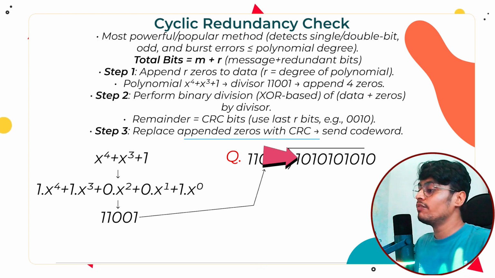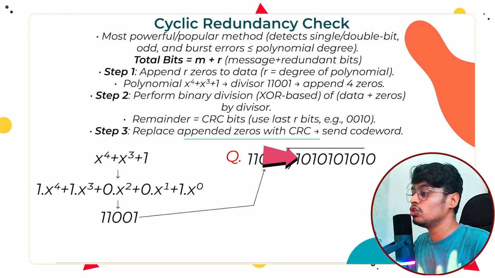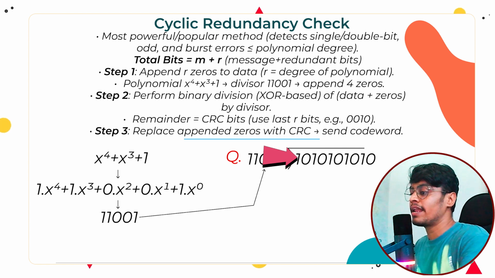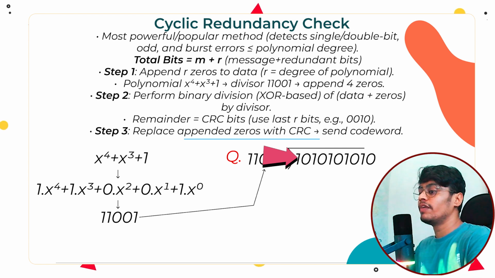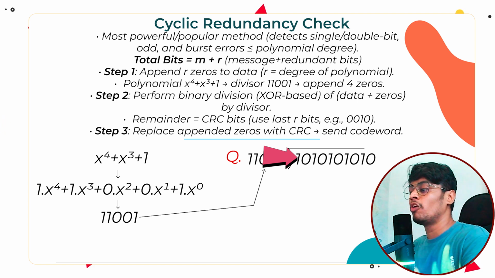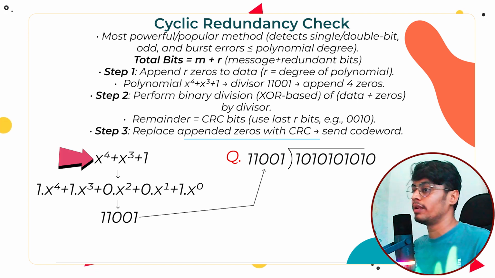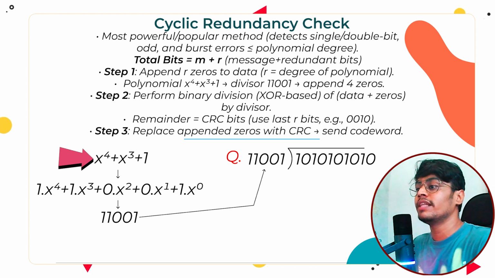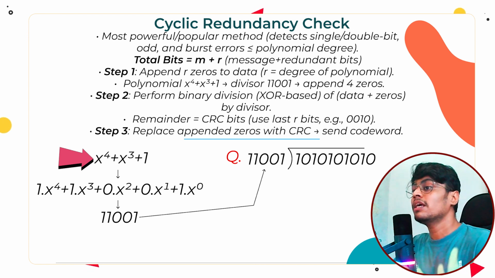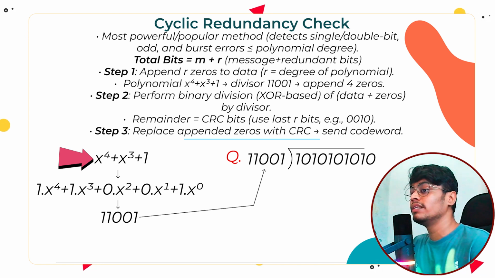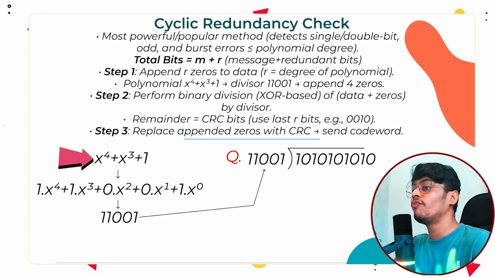So here we have the dividend. Many times in the question this dividend may be given directly in binary form, or it may be given to you in polynomial form. So let's see how to solve. Here we have been given an extra polynomial. This polynomial is the divisor, with which we have to divide this value and find out the CRC bits. What are CRC bits actually?